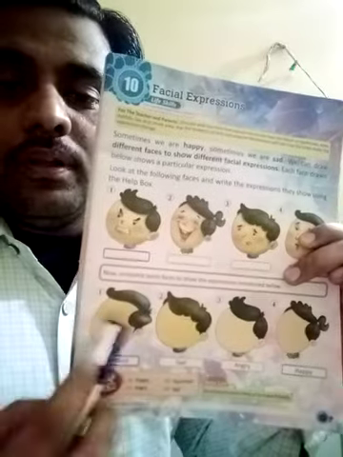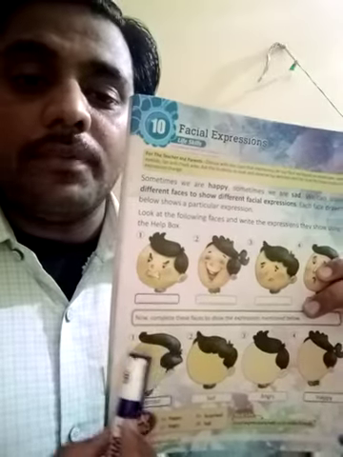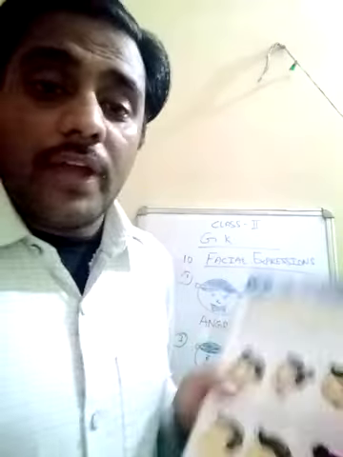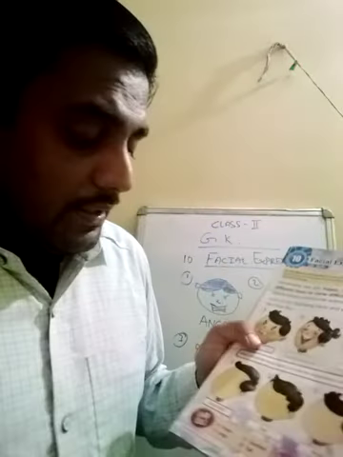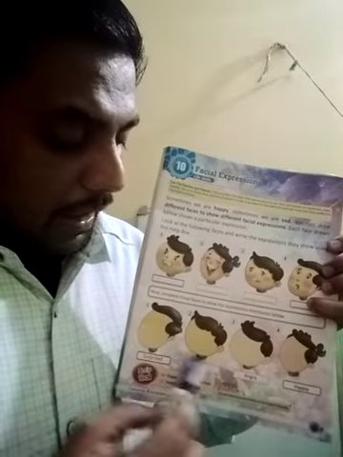Now children, if you look at your book, below there are four faces made. But all these four faces are blank. It means what you have to make? You have to make eyes, nose and mouth. But you cannot draw eyes, nose and mouth blindly. You have to draw it according to what is given here. Surprised, sad, angry and happy.